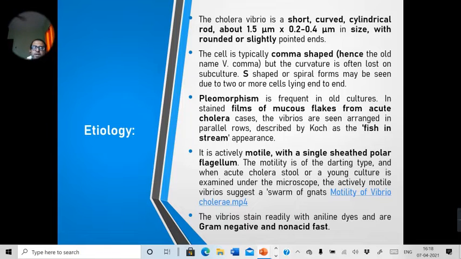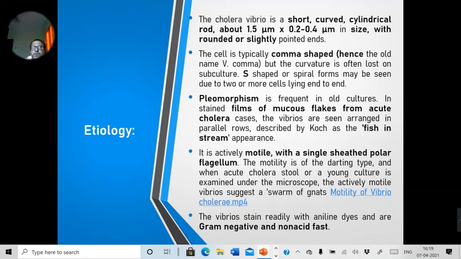Sometimes this bacteria also shows an S-shaped structure, spiral forms. Okay, it is because two or more bacterial cells are lying end to end, means they remain attached end to end. Because of this, it shows an S type of structure or spiral form, but this is not very common. But the most common one is the comma-shaped structure, which is shown by this Vibrio cholerae bacteria.